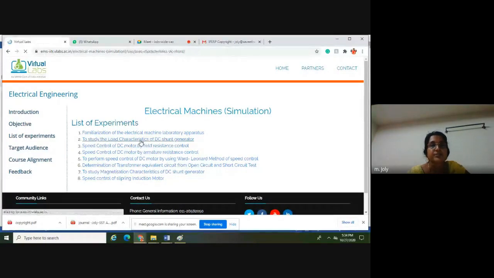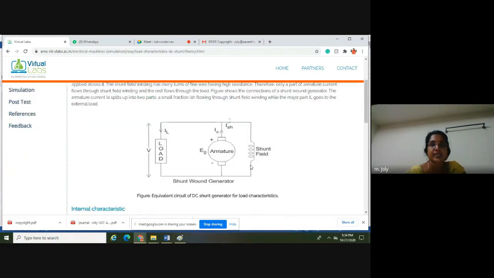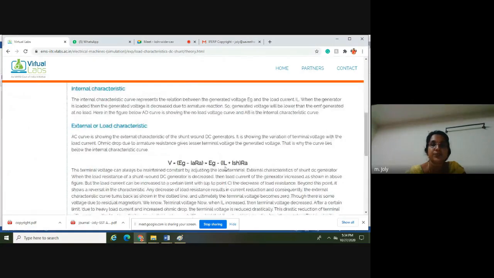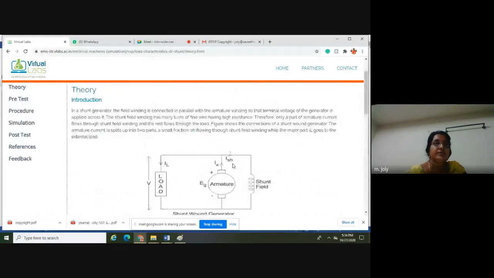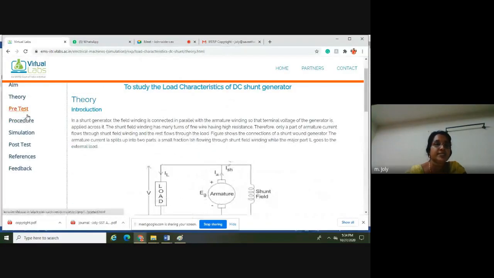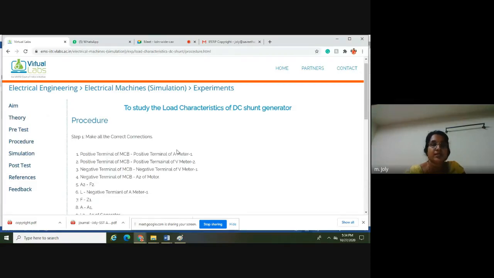Now we have to do the load characteristics. So load characteristics, how you are doing, this is the aim you have to write. Then the theory portion, you can see the theory portions. Here it is V is equal to Eg minus I into Ra, that and all is there. Then the pre-test is there. Then the procedure is given here.